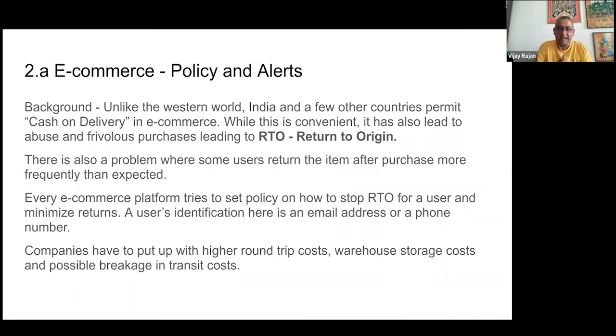I'll give you a little bit of background. Unlike the Western world, India and a few countries, and many of you are from Nigeria and Kenya listening to this talk, maybe down the line, and maybe as well as the GCC and the MENA region. Cash on delivery was started in India, and it's unlike the Western world in the US, where you would pay using a Visa card or your MasterCard, you would pay on Amazon.com, and you would prepay basically, and then the item would reach your doorstep.